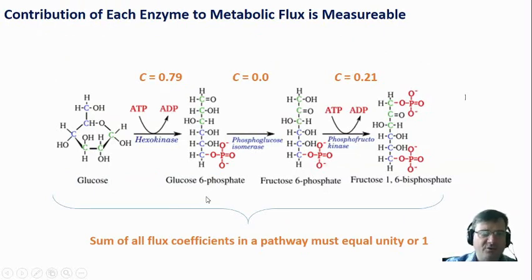And so these coefficients do give you a proportion of the contribution that that enzyme is having towards the overall flux through that pathway. And here you can see quite clearly hexokinase is having the greatest contribution towards determining the flux.